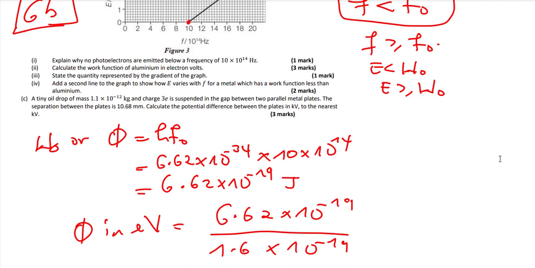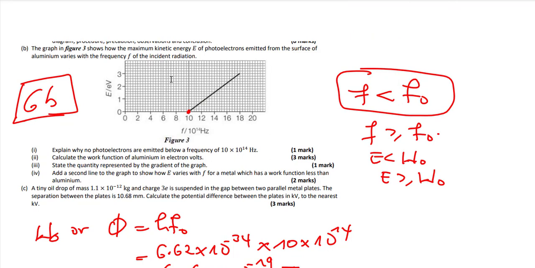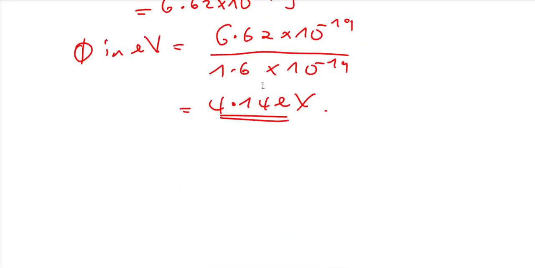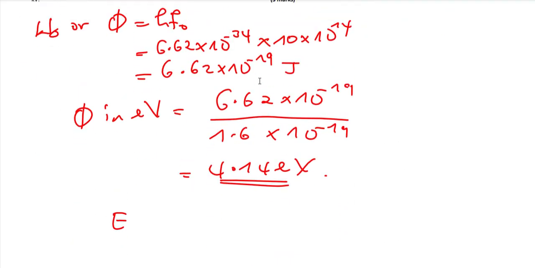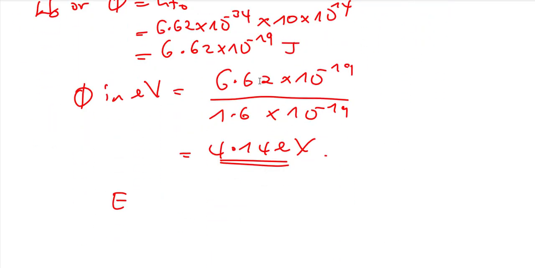Now what do we have next? State the quantity represented by the gradient. So it's a plot of E in electron volts against F. So what do we know? If energy is incident on the metal surface, that's Roman 3, then E will be equal to W naught plus KE max.